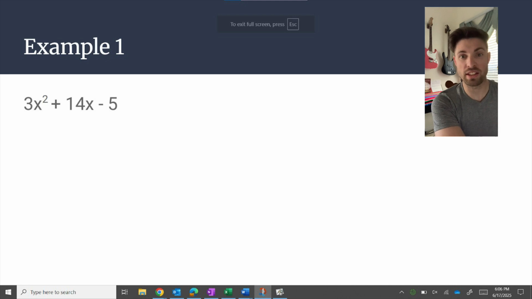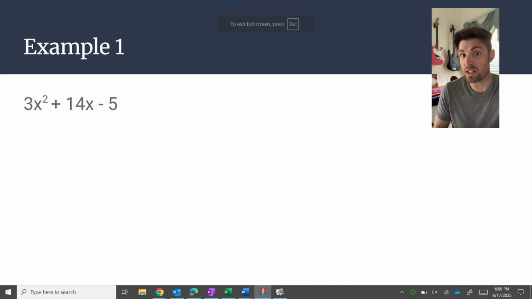So the thing is that there are a lot of cool little shortcuts and tips that you can find online, but they don't always work. And so my immediate thought is, I want to test this. So what we're going to start with in this example is this trinomial here.